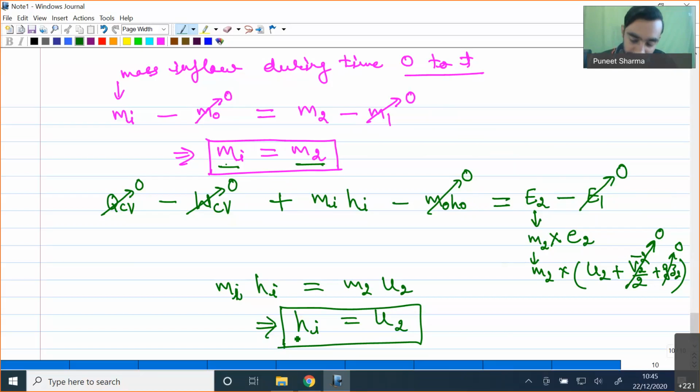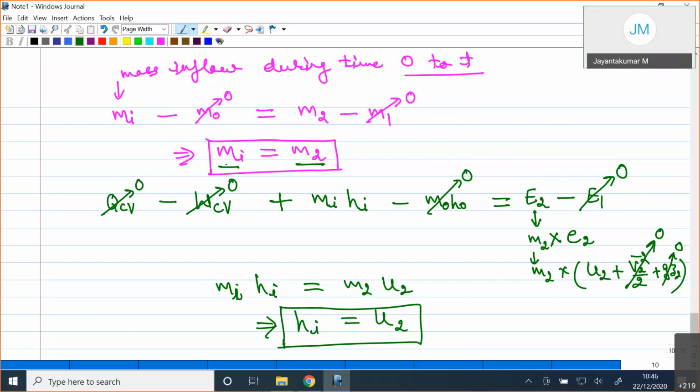Sir, why is MO into H 0? Because MO represents the mass of outflowing stream. Okay, so we are not having any stream which is going out of this control volume. So that's why MO is 0.